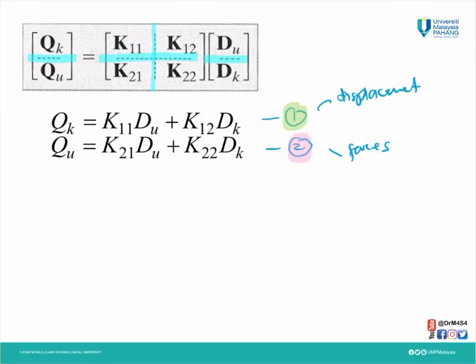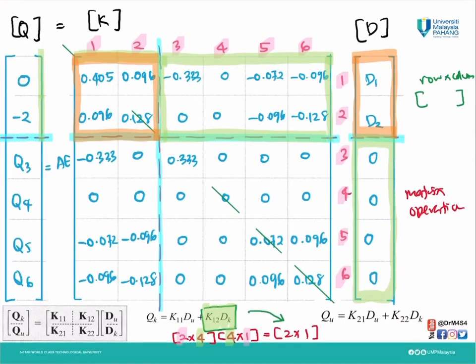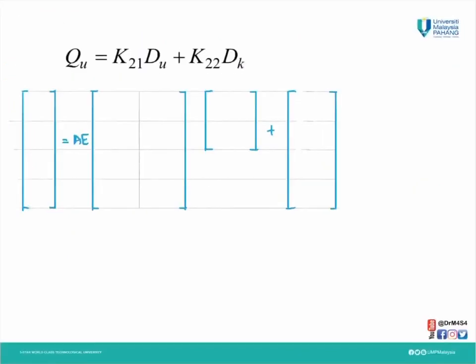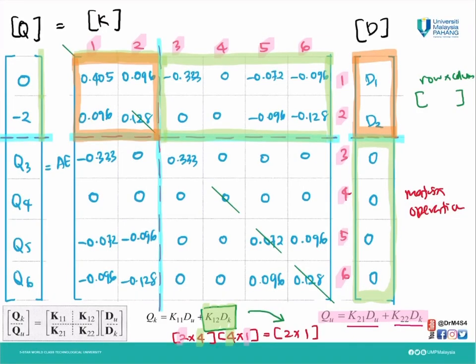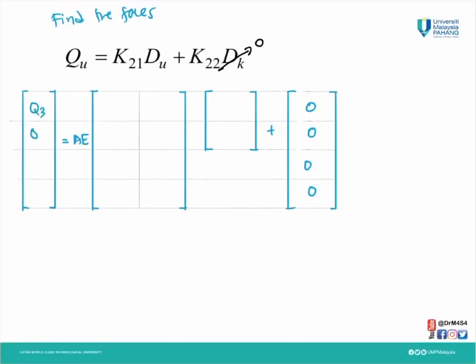For the second equation, we will get forces. Refer back to our main matrix. This is for the second equation. With the boundary we identified early on, we know where is K21, where is DU, and where is K22 and dk. Assemble that matrix for the second equation. We know our dk is 0. Certainly here is 0. Remember the matrix operation. Transfer those values from the main matrix here into here, Q3, Q4, Q5, Q6.